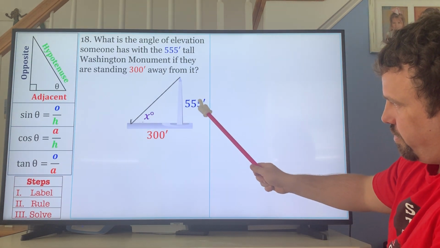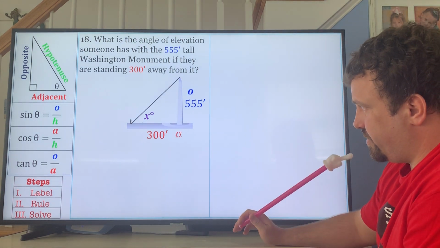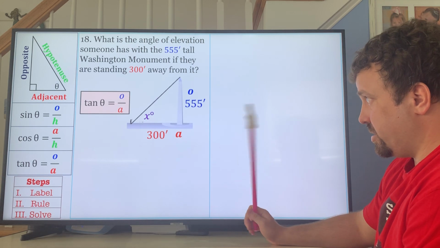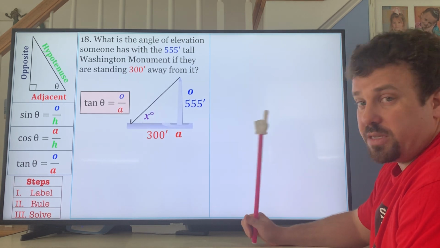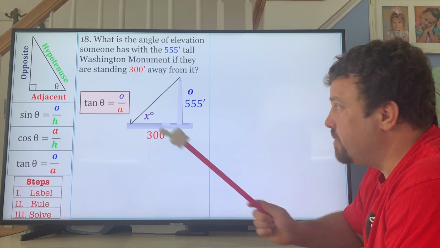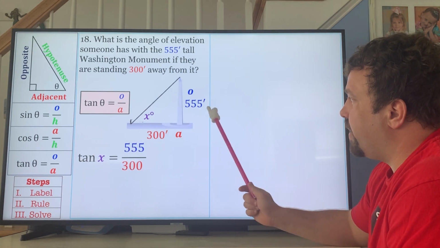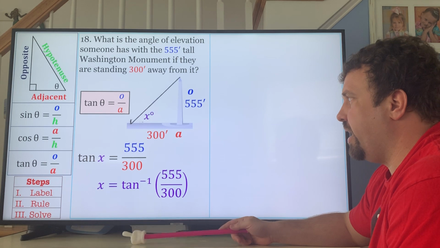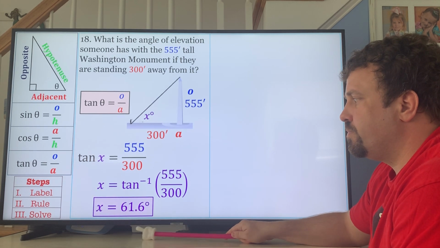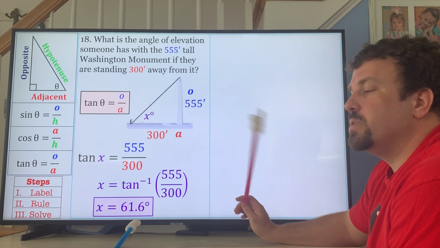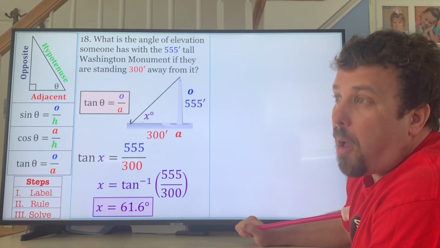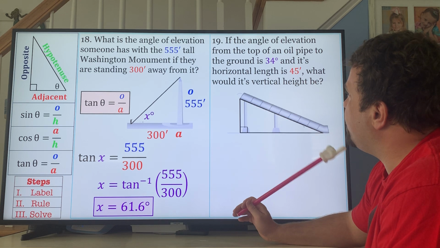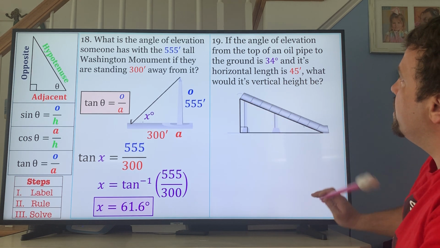So, opposite and adjacent, which is tangent. So tangent of the angle equals opposite over adjacent. Please make sure your calculator's in degrees. So tangent x equals 555 over 300. Tan inverse of 555 over 300, and the angle is 61.6 degrees. Awesome.